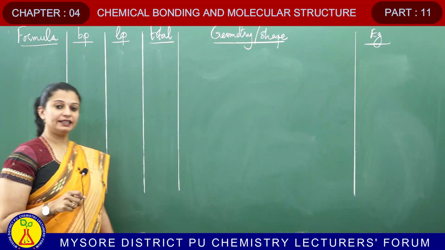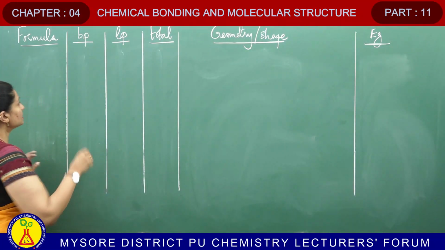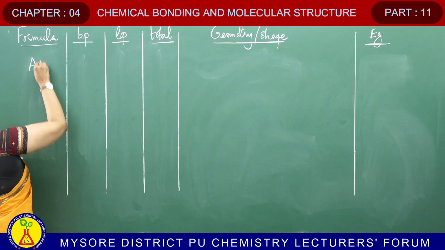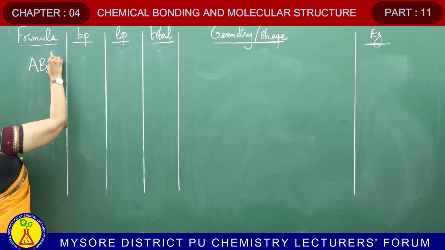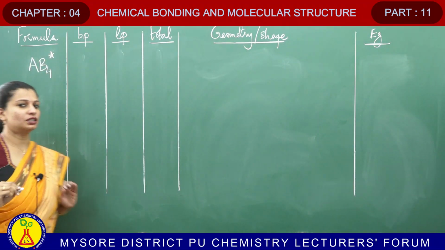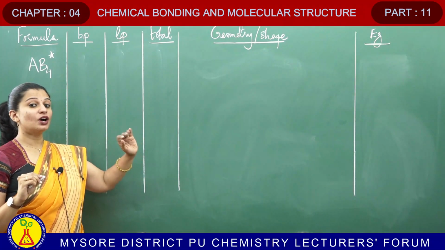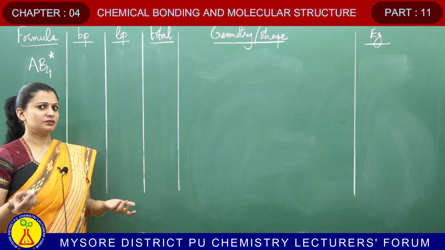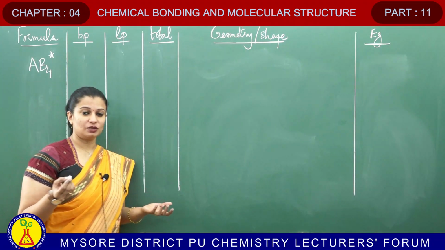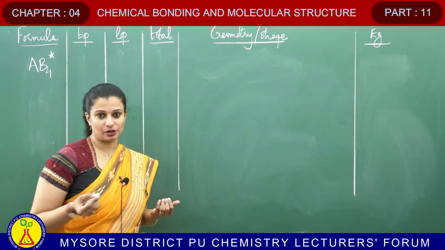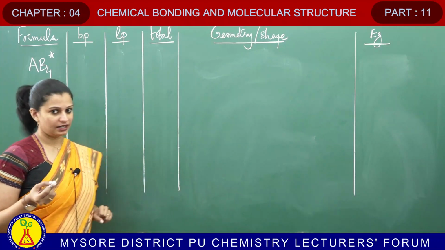Okay. The next formula that we are going to look at is AB4. I am going to put a star again. I think by now you should have got an idea that I am putting a star for those geometries which do not have lone pair. And what was the name that I already said for such geometries? I said they are regular geometries. So that star indicates regular geometry.